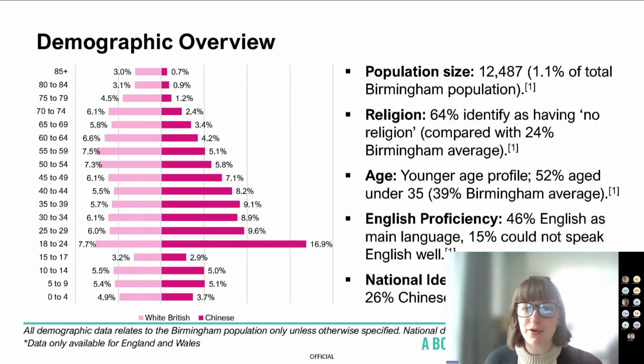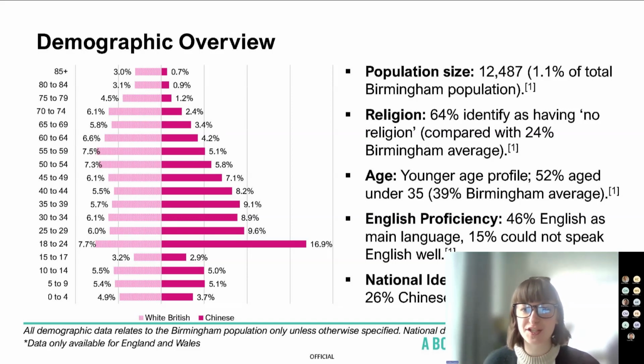In terms of the age demographics, overall, the Chinese population in Birmingham is much younger than the Birmingham average, and about half of the population is under the age of 35, compared to only 39% of the Birmingham average. And as you can see by the graph on the left, there's a big spike in the age of 18 to 24. So there's a much larger proportion of the Chinese population falling into that age demographic.